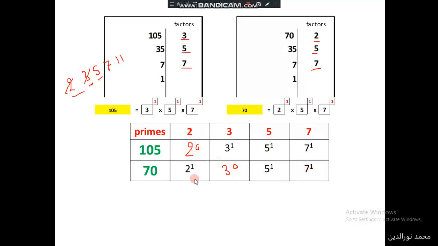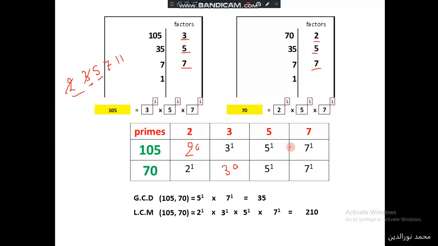To find the GCD, we take the lowest. 2 power 0 is 1, 3 power 0 is 1, 5 times 7 is 35. For the LCM, we take the highest power. 2 power 1 times 3 power 1 times 5 times 7, and the answer is 210.